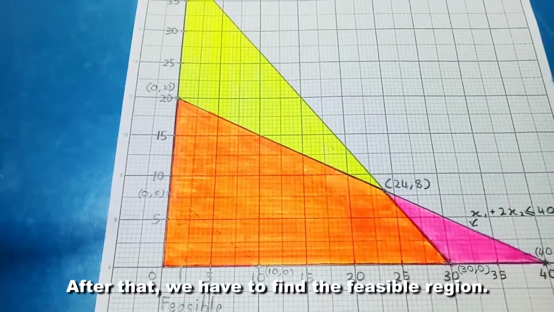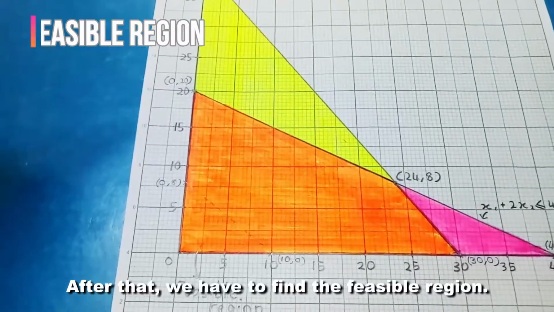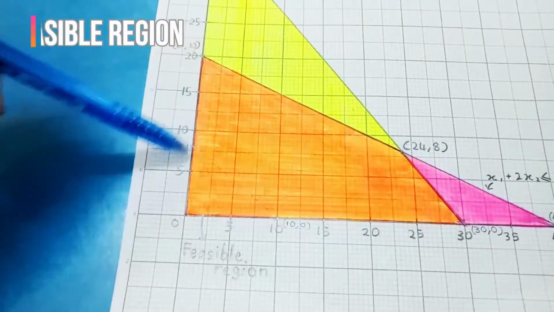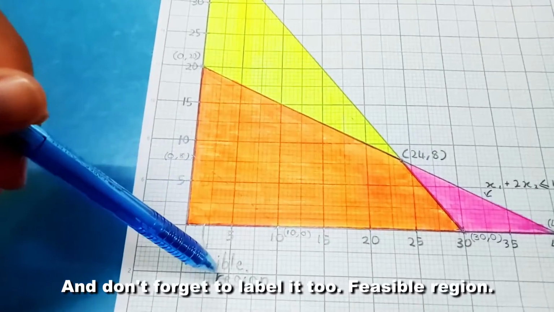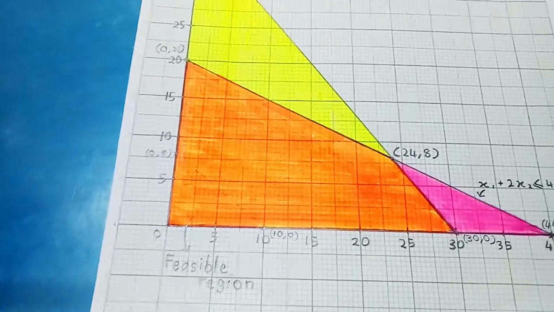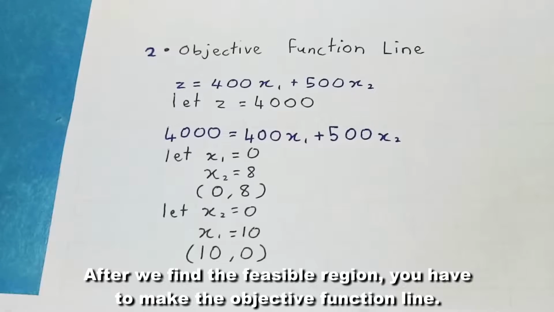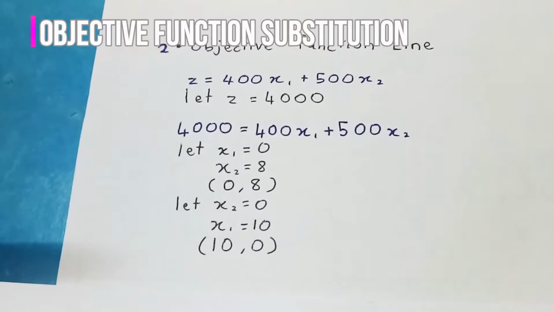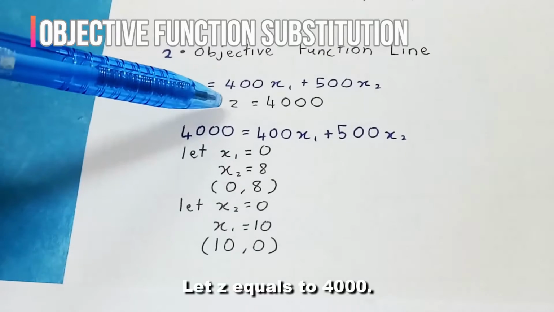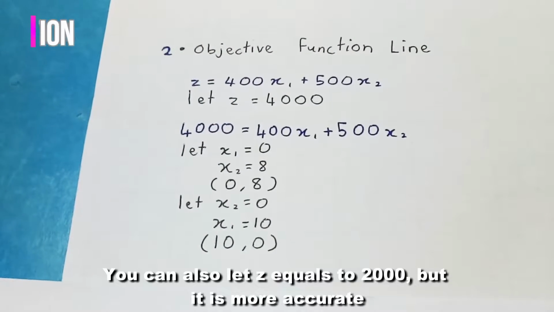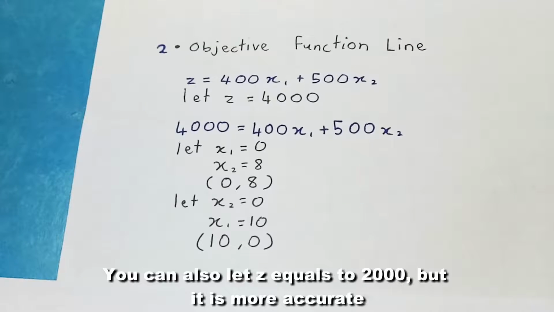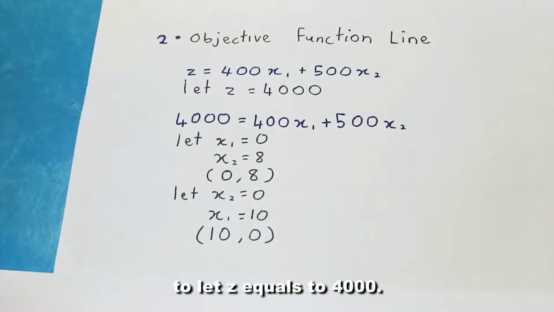After that, we have to find the feasible region. So this is the feasible region, and don't forget to label it. After you find the feasible region, you have to make the objective function line. So let z equal to 4000. You can also let z equal to 2000, but it's more accurate to let z equal to 4000.